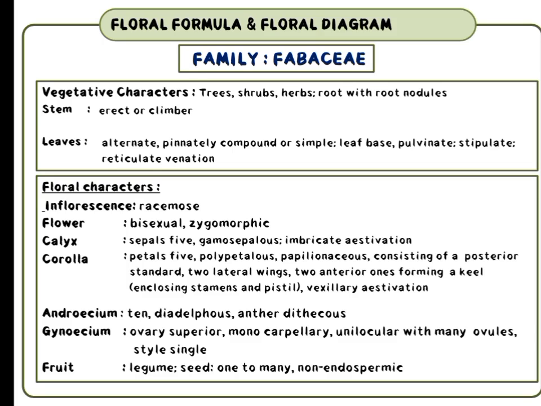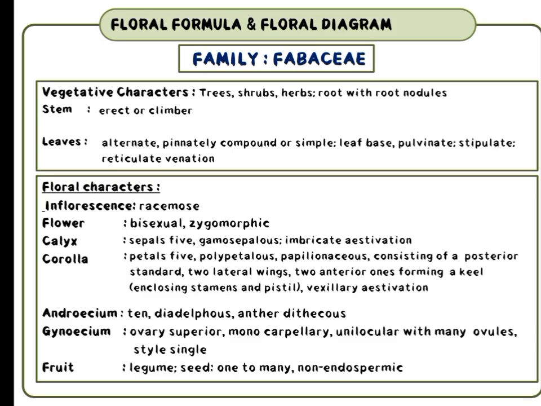Then come to the androecium. The number of stamens is 10, and they are in the diadelphous condition, and the anthers are dithecous. Then come to the gynoecium. The ovary is superior and monocarpellary, which means only a single carpel is present. Then unilocular: inside the ovary we can see only a single locule. Inside the locule we can see many ovules. And the style is single, which means only a single style is present.